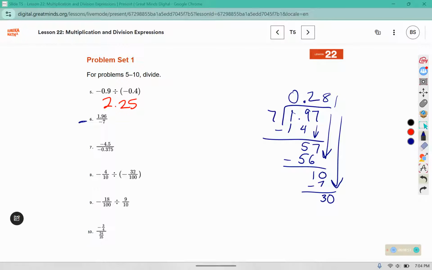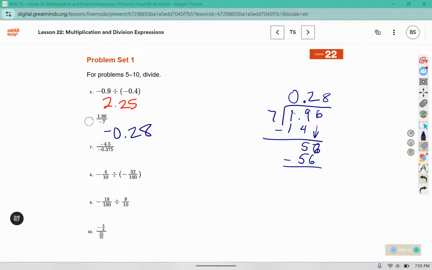7 fits into 10 one time, giving us 3. 7 fits into, oh, I should have had a 6 there. That would have changed things. That would have been 0. So it should be 0.28. Negative 0.28. Make sure you copy your problem down correctly so you don't end up in that situation.